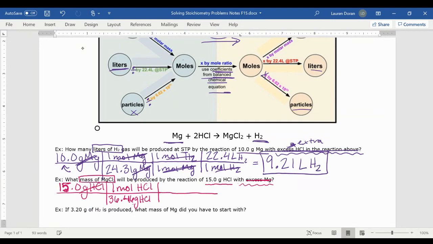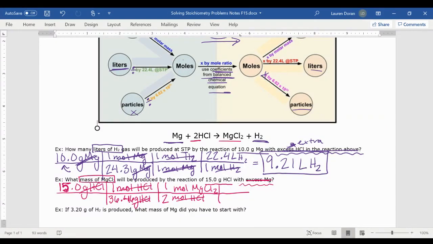Okay, so grams of HCl canceled. Step 2, now I'm going to convert from HCl to that other substance I'm asked about using the ratio from the equation. So I'm going to put moles of HCl on the bottom and moles of MgCl2 on the top. Now I'm going to pull the ratio from the balanced equation. What this says is that 2 moles of HCl will produce just 1 mole of MgCl2. It's a 2-to-1 ratio, but I have to plug it in so that moles of HCl will cancel.